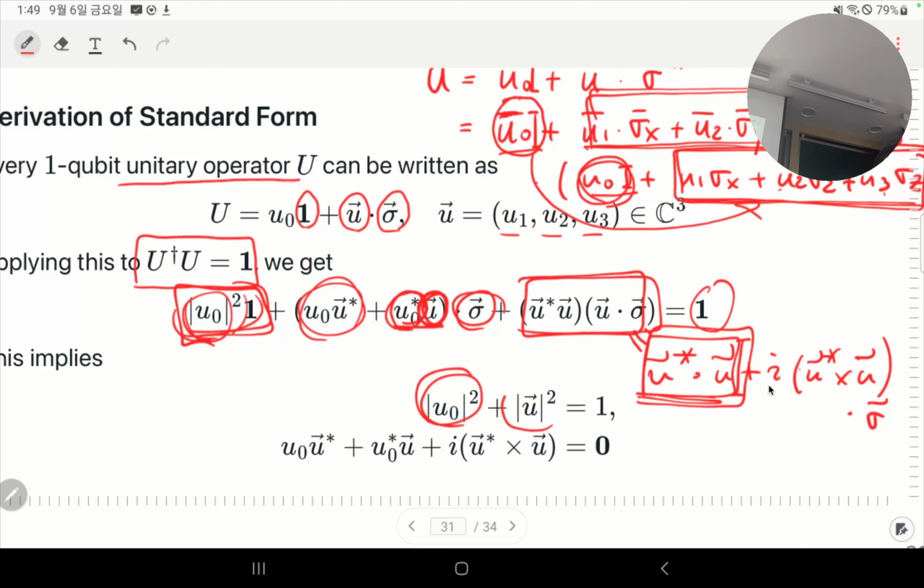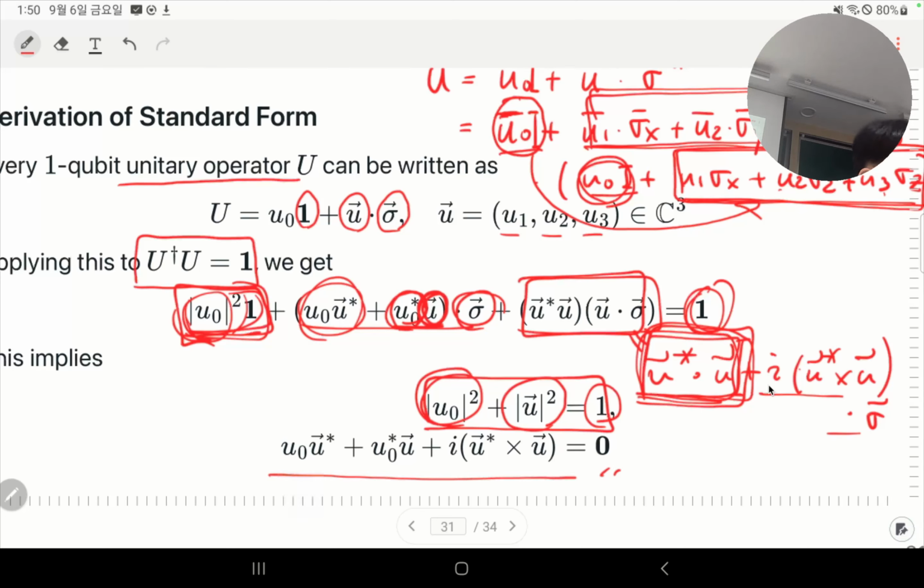So therefore, it's the square of the norm of that three-dimensional complex vector. So basically, you get this because you need it to be one. So you have to have this equal to one as a coefficient. And the rest, all the other Pauli matrix parts, must vanish. So if you collect all the coefficients, then it must be zero.